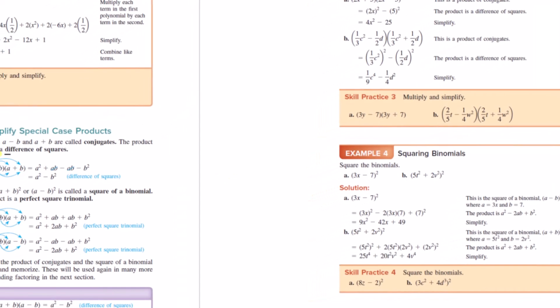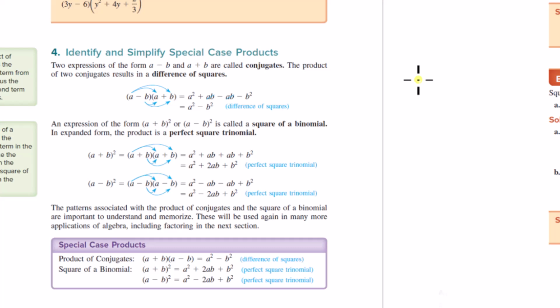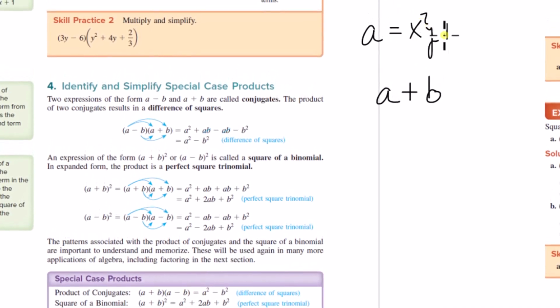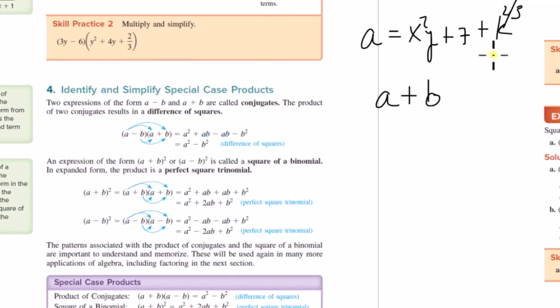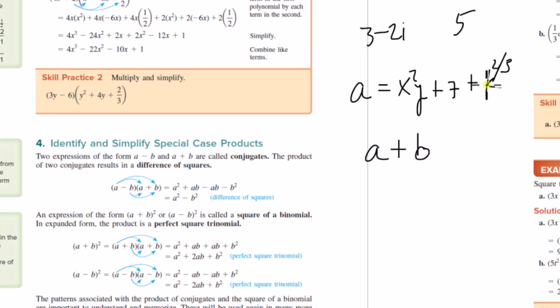And so, what are these special cases they're talking about? Well, this is the case where we've got, I don't want to say binomials, but two terms, because again, these can be anything. So a plus b, one term plus another term. A could be any expression, x squared y plus z, whatever, plus k to the 2/3. This is just a number. A is a number. And remember, a number can be an actual physical number, 5 or 3 minus 2i, or a variable expression that's like a placeholder for a number.